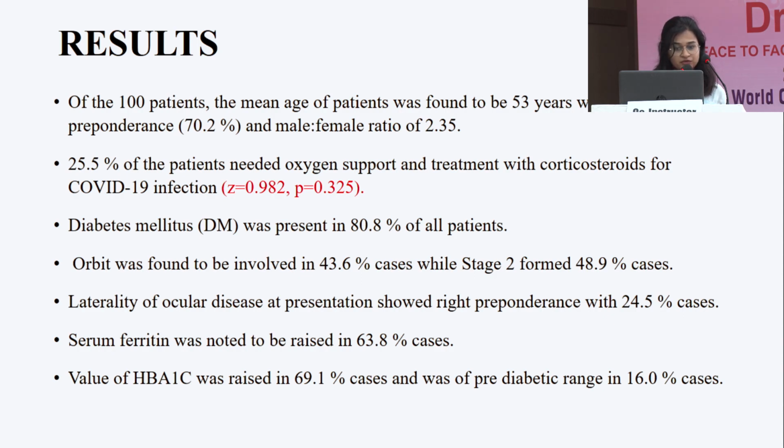Orbit was found to be involved in 43.6% of cases. Laterality of ocular disease as presentation showed right preponderance. Serum ferritin was found to be raised in 63.8% of cases, and value of HbA1c was found to be raised in 69.1% of cases, ma'am.